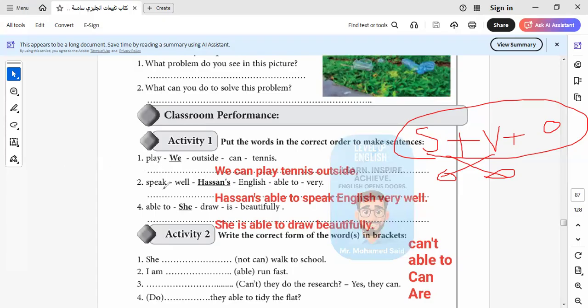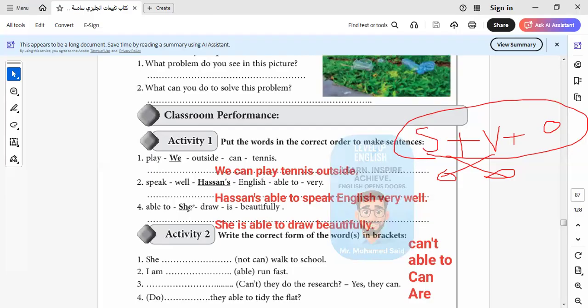Let's do this exercise together. Here we say we can play, where is the verb? Can play tennis outside. The next one, it will be here: speak well, Hassan's English able to. So Hassan's able, it will be Hassan's able to speak English very well.